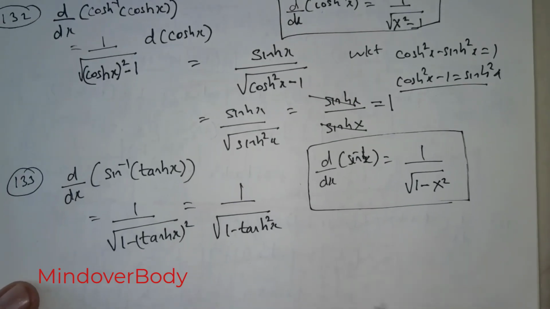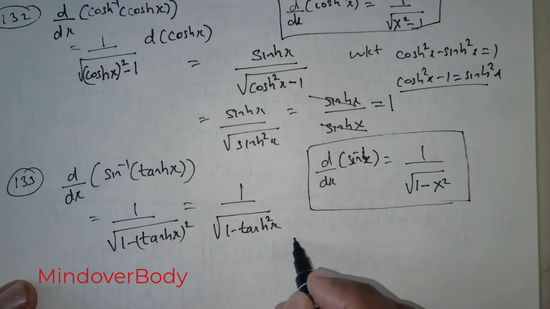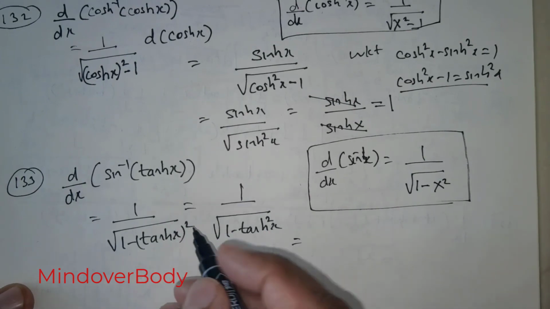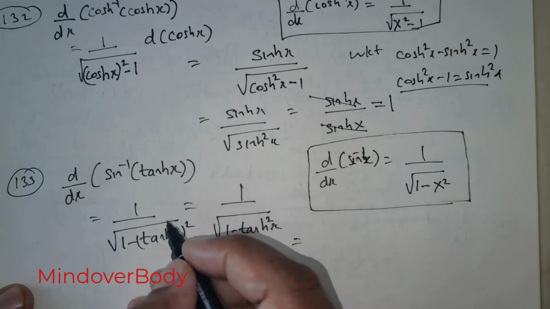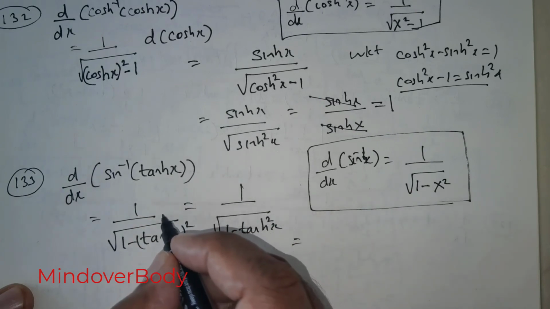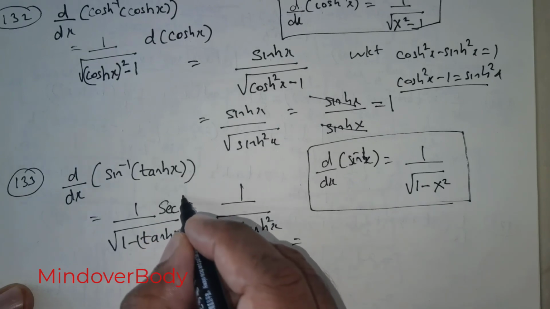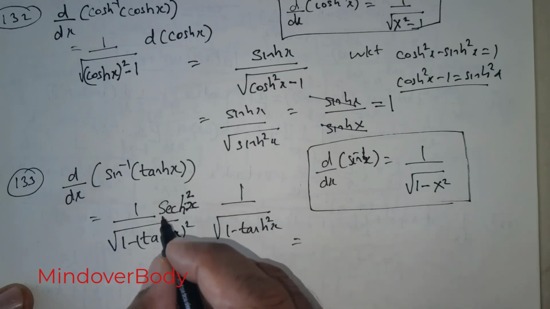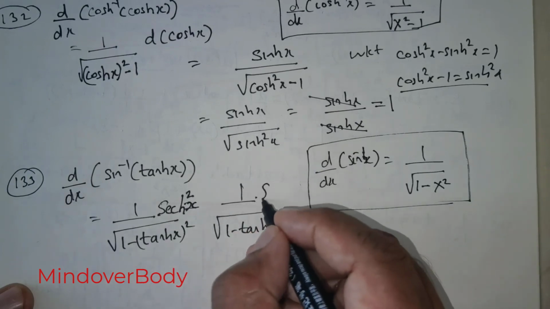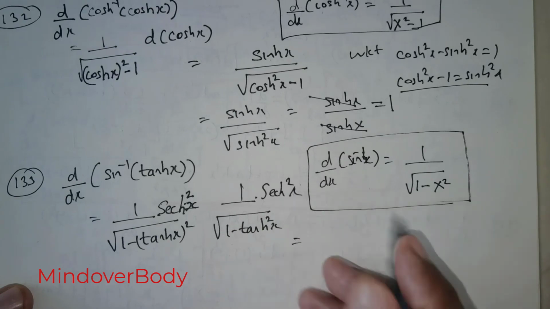But of course, we have to differentiate this. So the differential of tanh x has to be present here. The differential of tanh x is going to be sech squared x. So I will place that sech squared x over here.